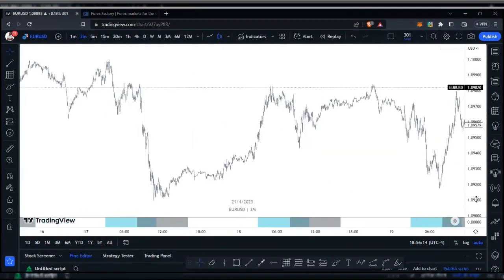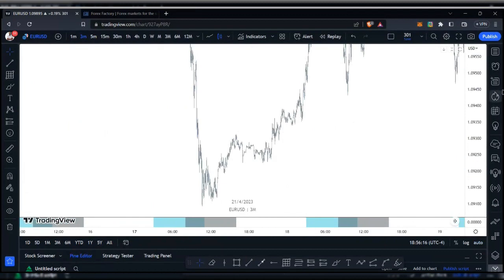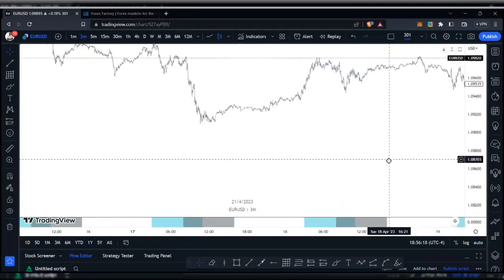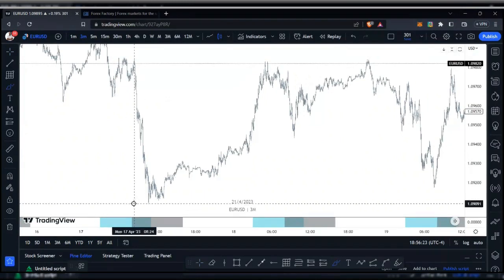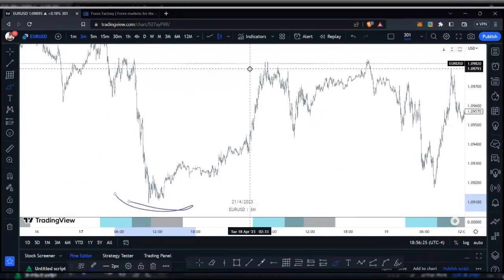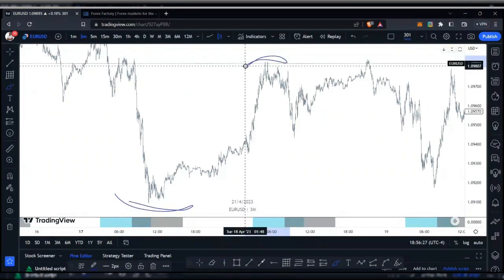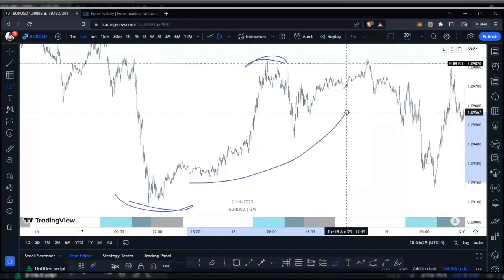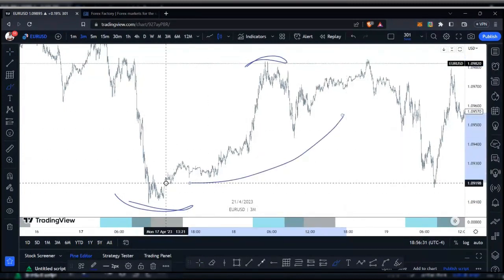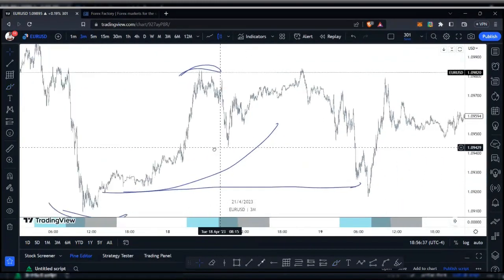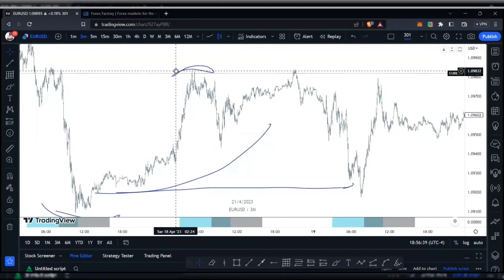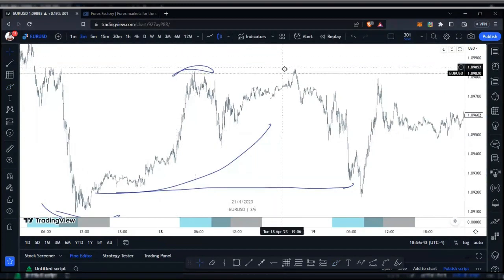So let's see. Now, looking at this range, if you look at this main structure here, you can see that this is the low and this is the high. Anything inside becomes your inducement. So you can see how they swept this low. After doing that, the price closed above. Yeah, I think this closed above.